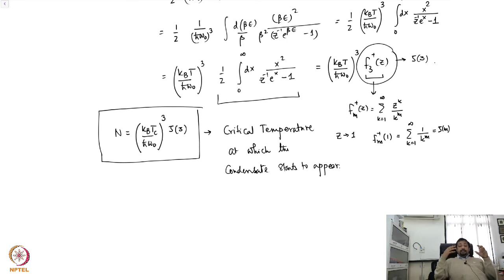So essentially at this temperature you have the particles starting to populate the ground state of the system, not the k equal to 0 momentum state, because it's no longer a free particle system. One has to keep that in mind.